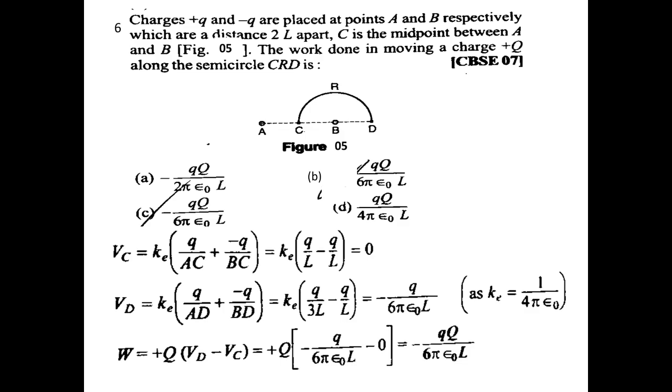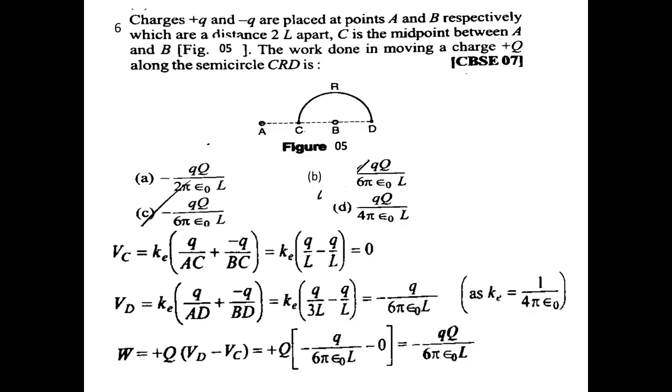So let us try to find the potential at point D. Potential at point D is given by K times [Q by AD plus (−Q) by BD]. Here we have −Q by BD and Q by AD. So potential at point D has been calculated and its value is −Q by 6πε₀L. The value of K is 1 by 4πε₀.